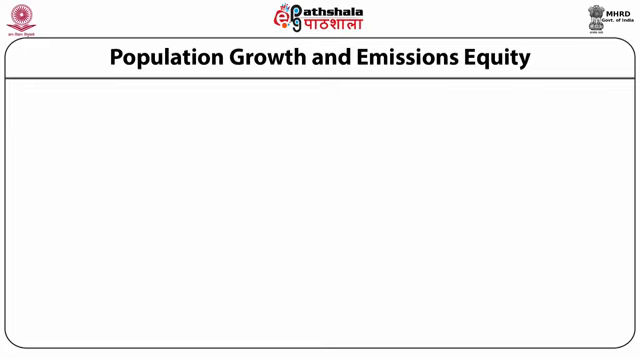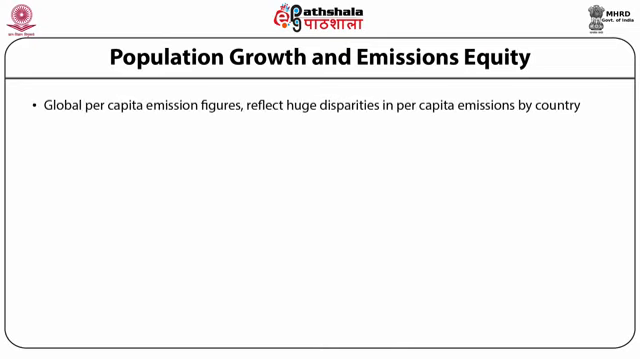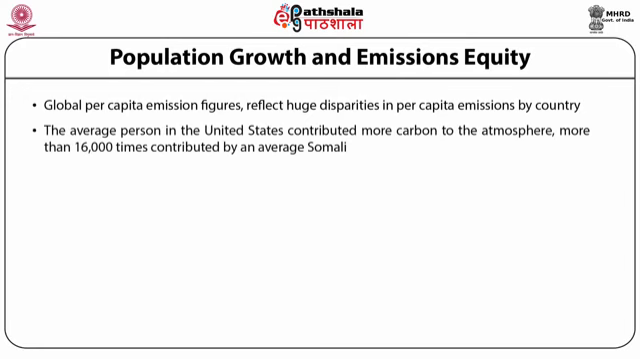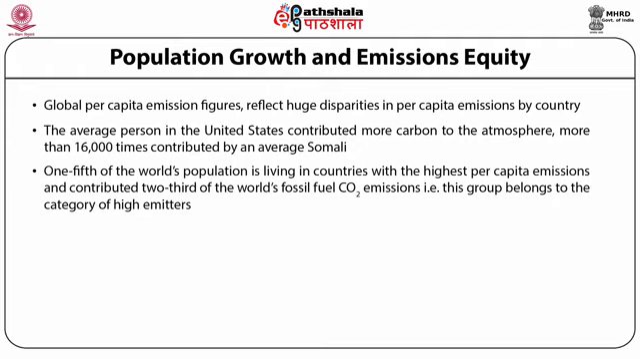Population growth and emission equity. If we dig deeper into the global per capita emission figures, it will reflect huge disparities in per capita emissions by country. The average person in the United States contributed more than 16,000 times the carbon contributed by an average Somali. One-fifth of the world's population is living in countries with the highest per capita emissions and contributed two-thirds of the world's fossil fuel carbon dioxide emissions. This group belongs to the category of high emitters.